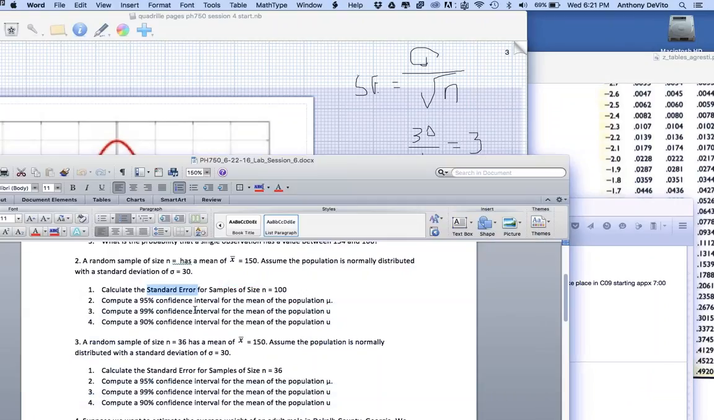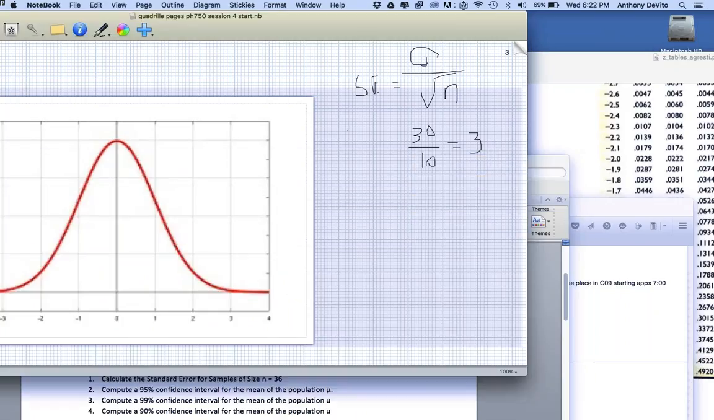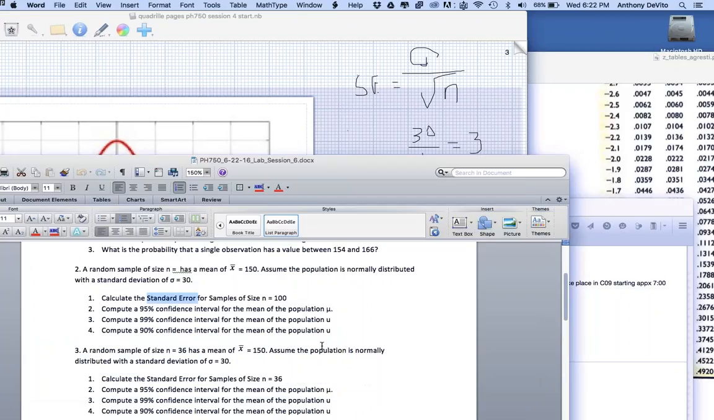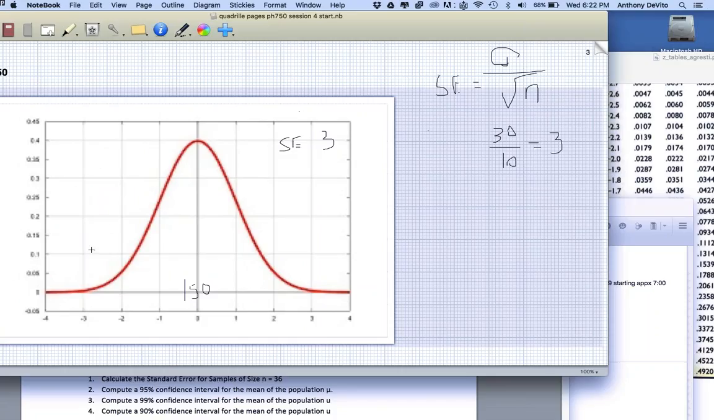Compute a 95% confidence interval for the mean of the population. Okay, so now how do we do that? Since we have a new distribution now, we have a distribution that has a middle at 150, a mean of 150, and it has a new standard deviation, a standard error, which is equal to 3. So if we took samples over and over again, we would expect 95% of those samples to fall within 2 standard deviations below the mean and 2 above the mean.